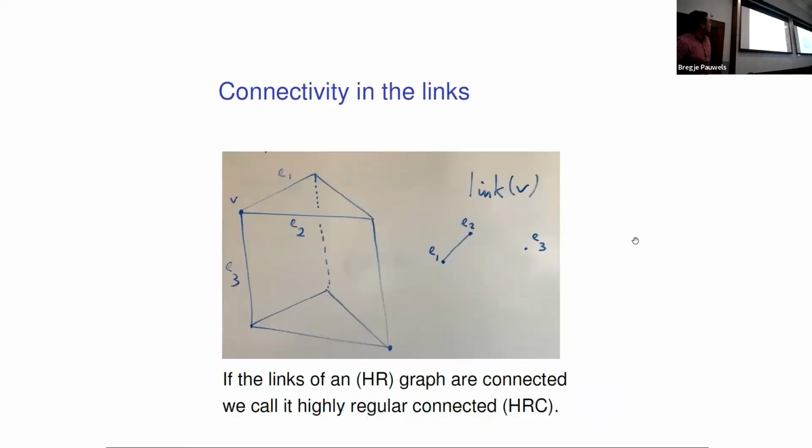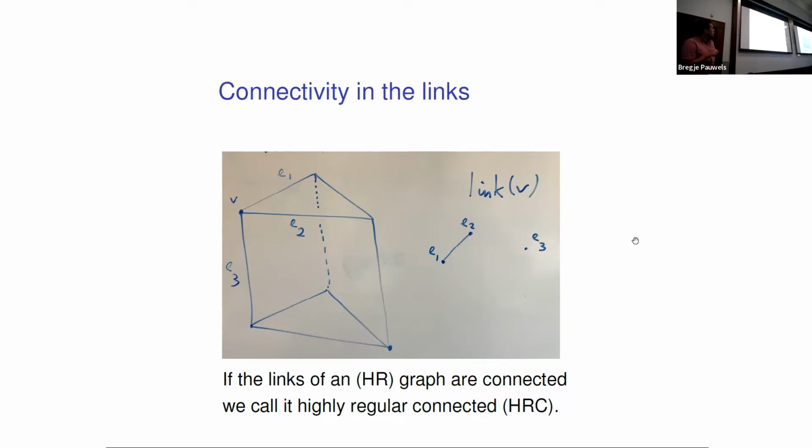Okay, connectivity in the links. So that's the last thing that we will want. For this application in PCP theory, you also want that your links remain connected. What do I mean by that? If I look at the vertex V here in this graph, this vertex V has 3 edges on it. And so in the link, you will just identify these edges as vertices. These edges will become vertices in the link. Okay. And then you will connect them in the link if they were originally in a triangle.